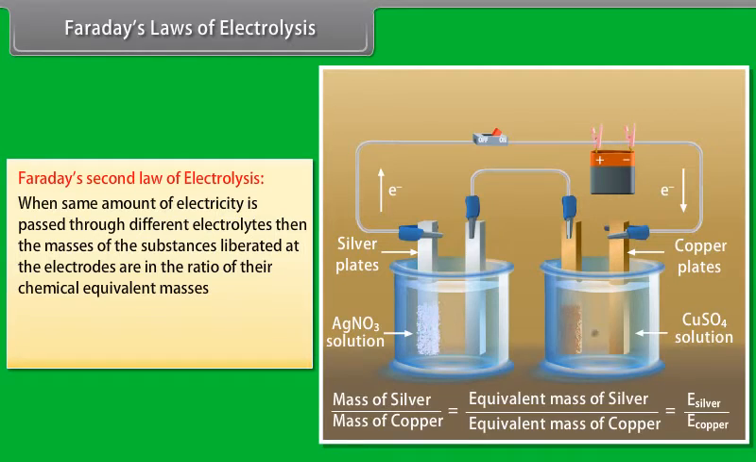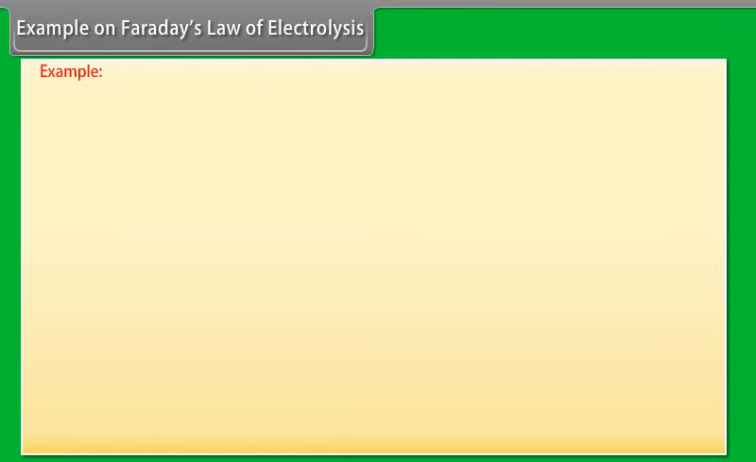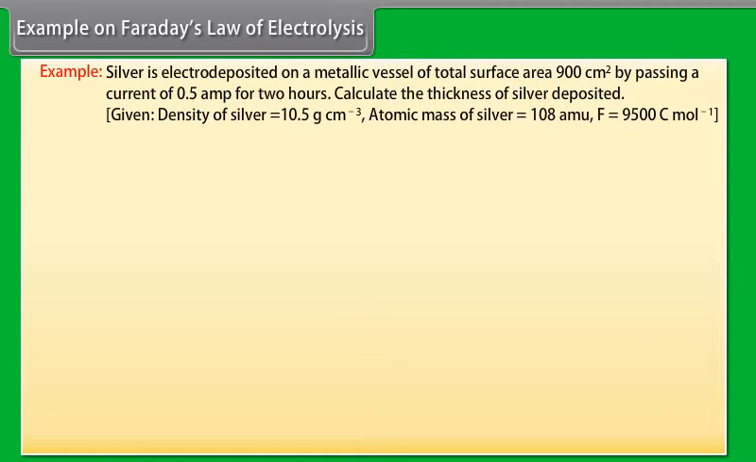Faraday's second law of electrolysis. When the same amount of electricity is passed through different electrolytes, then the masses of the substances liberated at the electrodes are in the ratio of their chemical equivalent masses. Example on Faraday's law of electrolysis. Let's take an example on Faraday's law of electrolysis. Silver is electrodeposited on a metallic vessel of total surface area 900 cm squared by passing a current of 0.5 ampere for 2 hours.